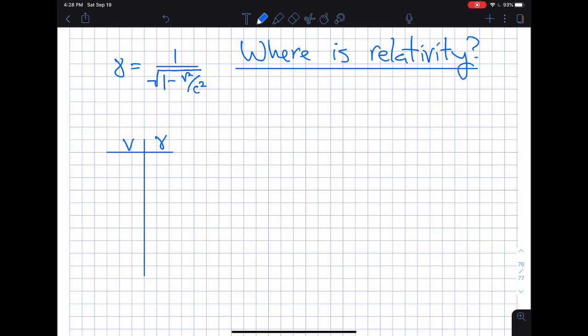Why don't we see relativistic effects in our daily lives? And the answer to that question lies with gamma. Here's the Lorentz factor, 1 over the square root of 1 minus v squared over c squared. I want to make a little table down here where we use different v's, we put in different speeds, and we see what gamma is.